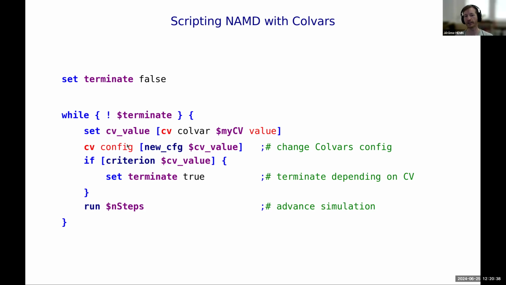And then I can change the Colvars configuration. For example, I could create or delete or modify the collective variable. If the collective variable is not the right one anymore, I can detect that and change its definition on the fly in the simulation. And then if, according to a certain criterion that I'm computing myself, I decide that the simulation is over, then I can set a terminate flag to true, and then I'm done. And otherwise, I just run using the NAMD run command. I run another set of simulation steps. So this is really a fully adaptive simulation that is going to react to what happens to the variable. And this is just coded using the TCL scripting features of NAMD and Colvars.